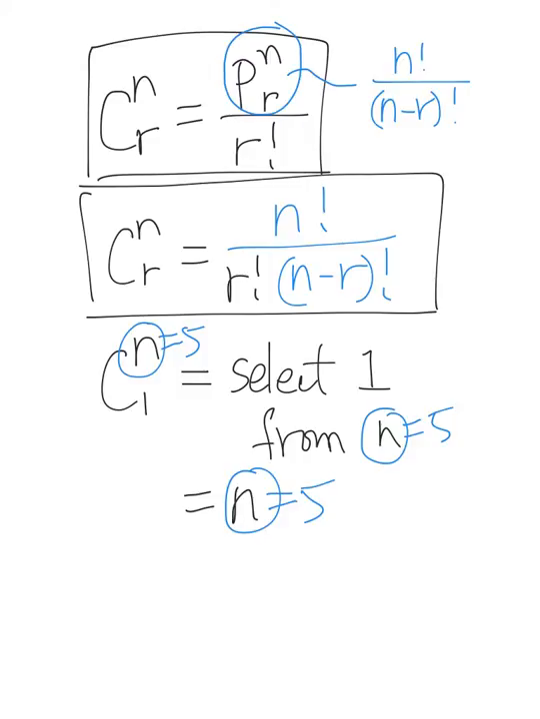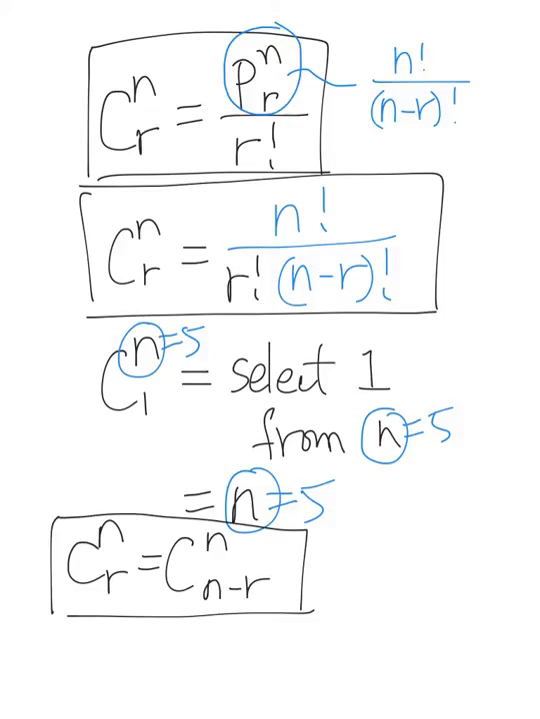Also, one thing that you need to know is nCr is equal to nC(n minus r). We can also use the boyfriend analogy to explain this. Let's say you have 5 boys right in front of you, and you try to choose one as your boyfriend.